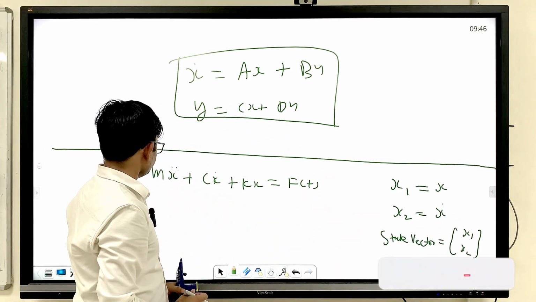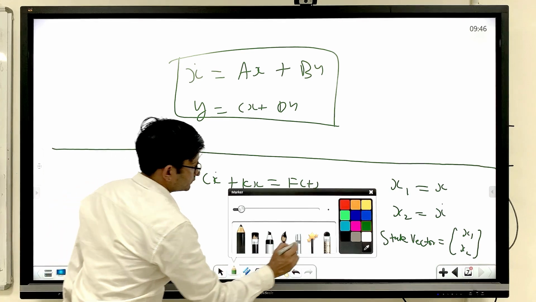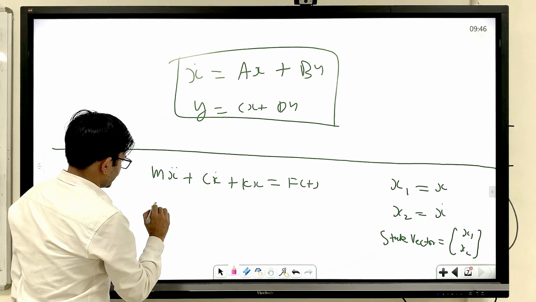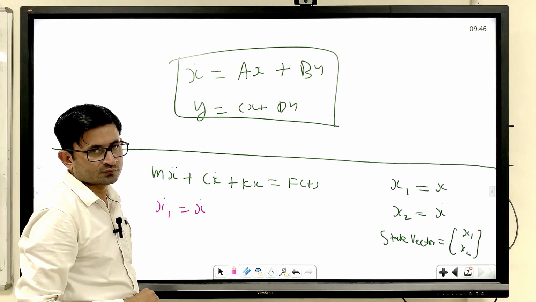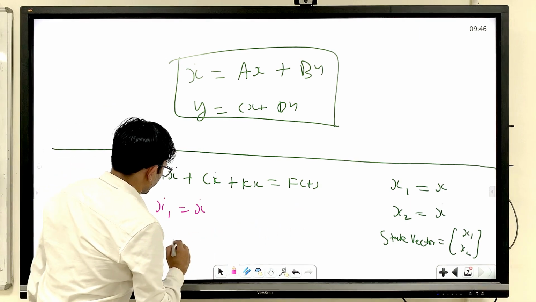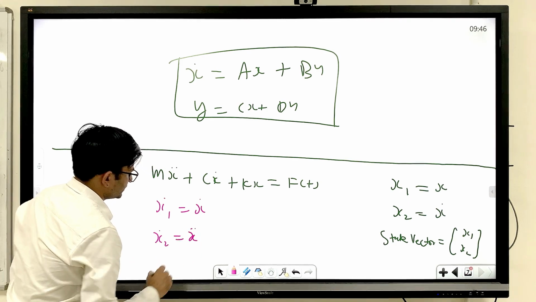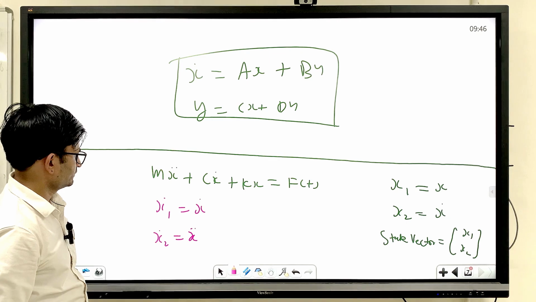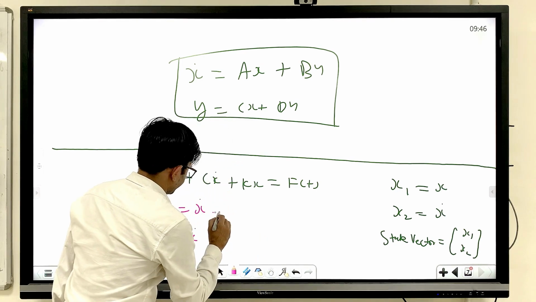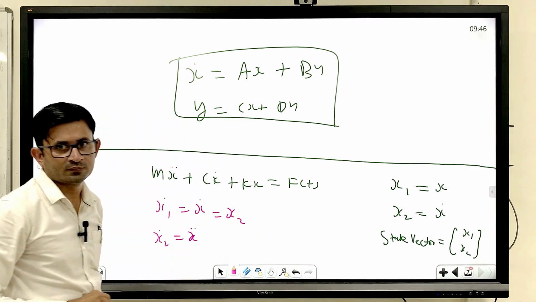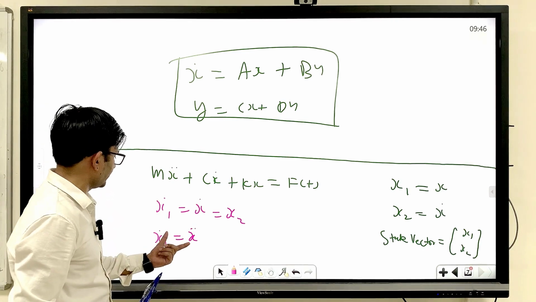Now when you differentiate x1, what will you get? x dot, right? And when you differentiate x2, what will you get? x double dot, right? And what is x dot? You can write it as x2. No doubt, right? Now you substitute this x double dot here.